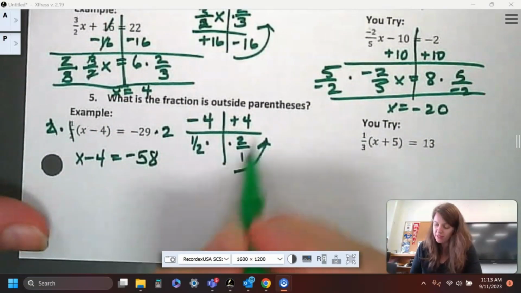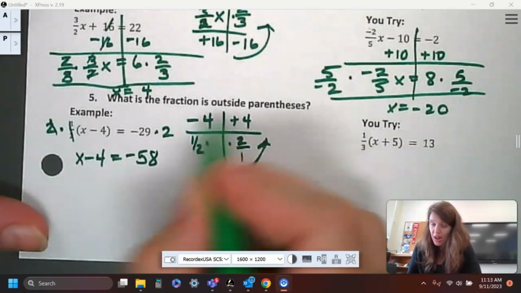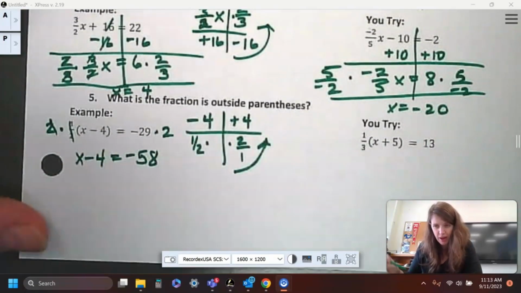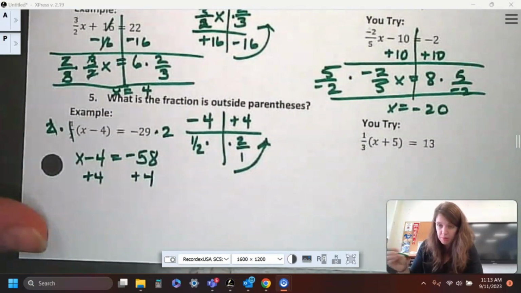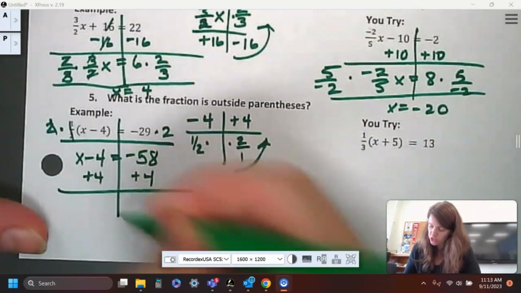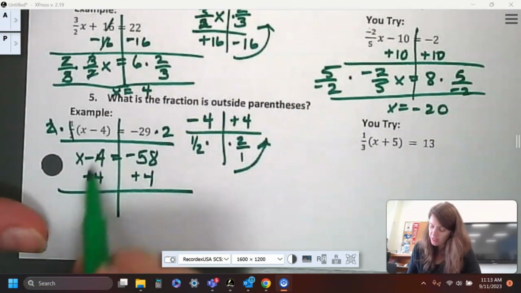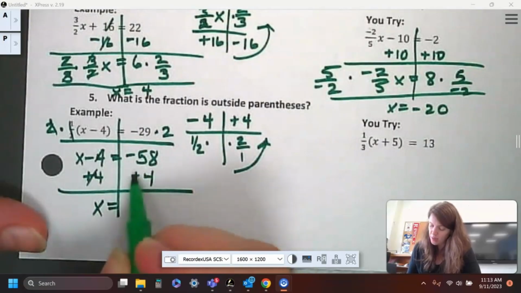So now I have the last step, which is I see a minus 4, so I need to do plus 4. And again, you do not have to write this, but I'm showing you how I'm doing that on a lot of these problems. So you see some students, it really helps them to think about, okay, what's being done in this problem? How do I undo it? Okay, so here, I forgot to draw my line down the middle, sorry. The negative 4 and the positive 4 cancel, and I get x equals negative 58 plus 4.